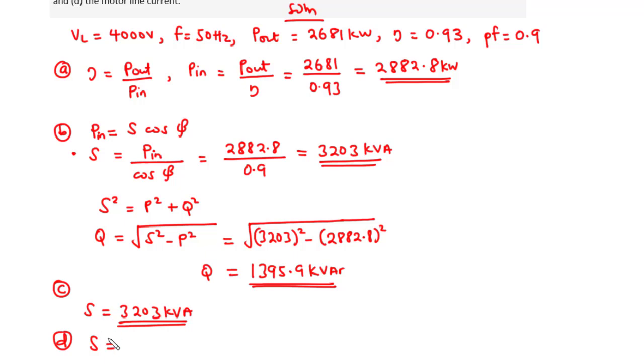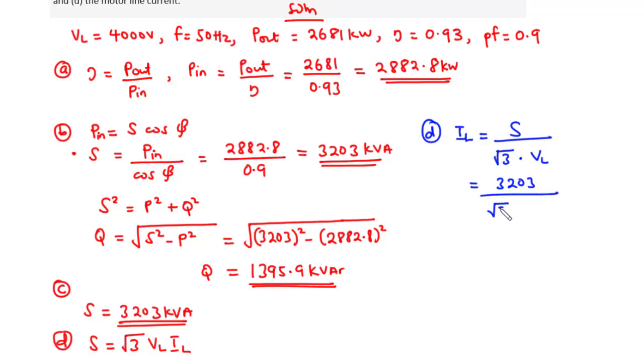Now for a three-phase system, the apparent power is given as square root of 3 times the line voltage times the line current. So from this equation, we can find the line current. So the line current is given as apparent power divided by root 3 times VL. We have S to be 3203 divided by root 3 times VL, which is given in the question to be 4000. Calculating this, we are going to get 462.3 amperes, and this happens to be the motor line current.